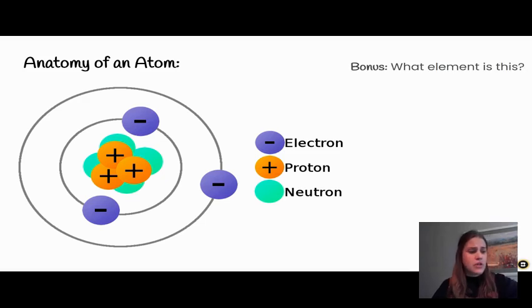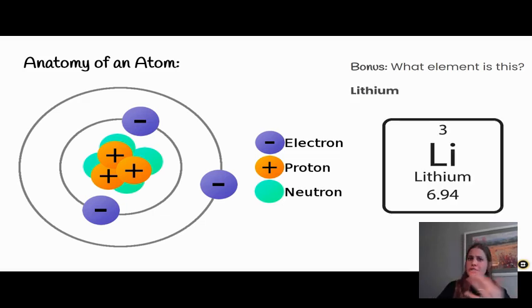So then we asked ourselves, well, what element could this be? We were able to look and see, well, it's got 3 electrons, 3 protons. The element that has an atomic number of 3, in other words, that third one on the periodic table, is lithium. So that tells us that this is lithium.